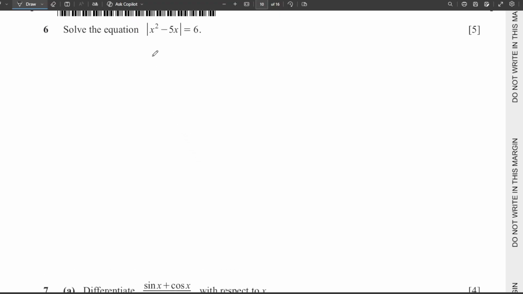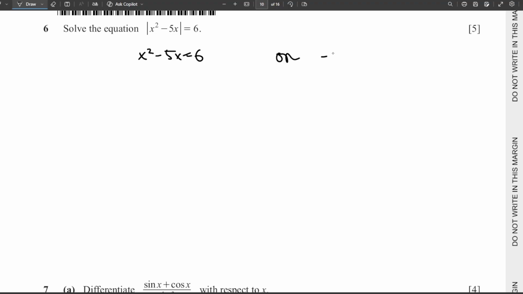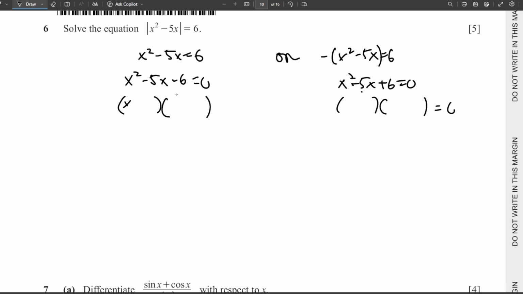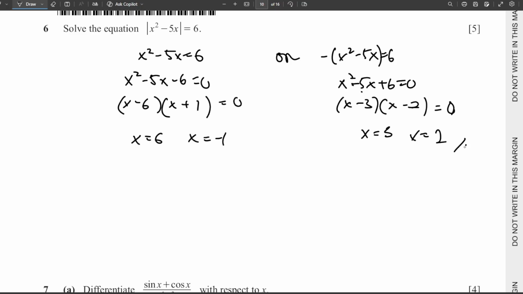Okay, question 6, we want to solve this equation. Remember for modulus, what it means is it can be either the positive or negative version of the number. So either x squared plus 5x equals 6, or negative x squared minus 5x equals 6. So that's what the modulus means. It can be positive or negative. These are both quadratic equations, so we have to solve them basically. So 4 solutions here, 2 from each.